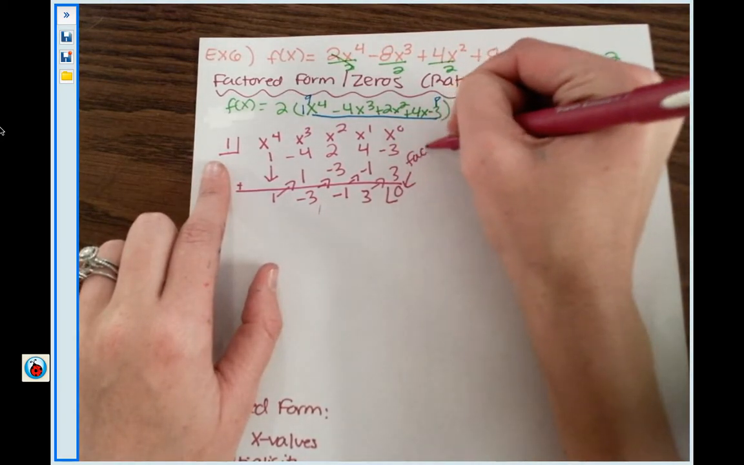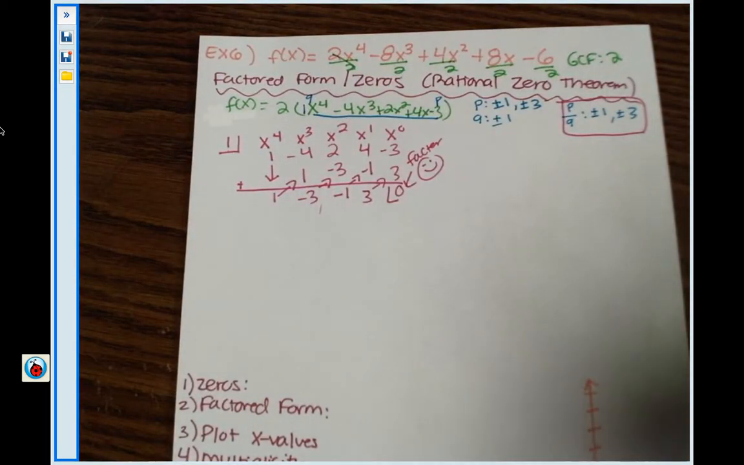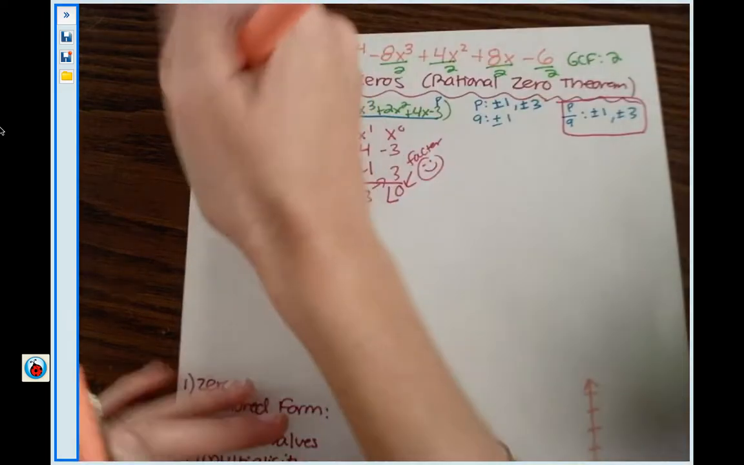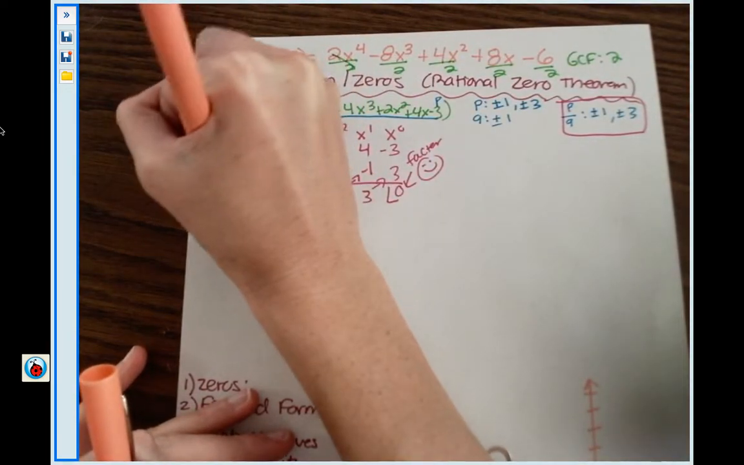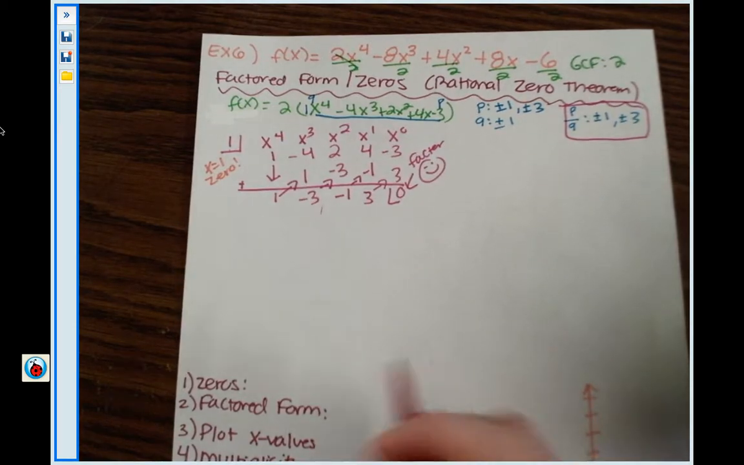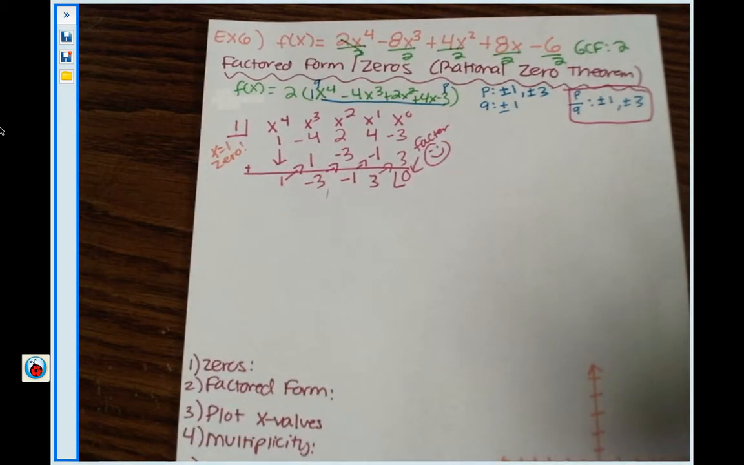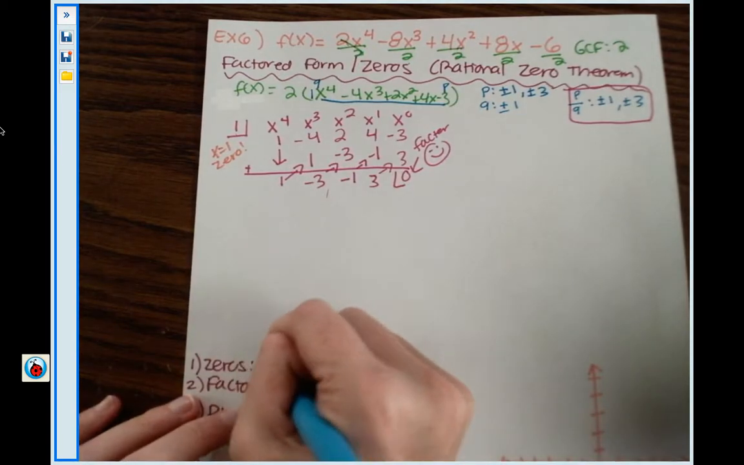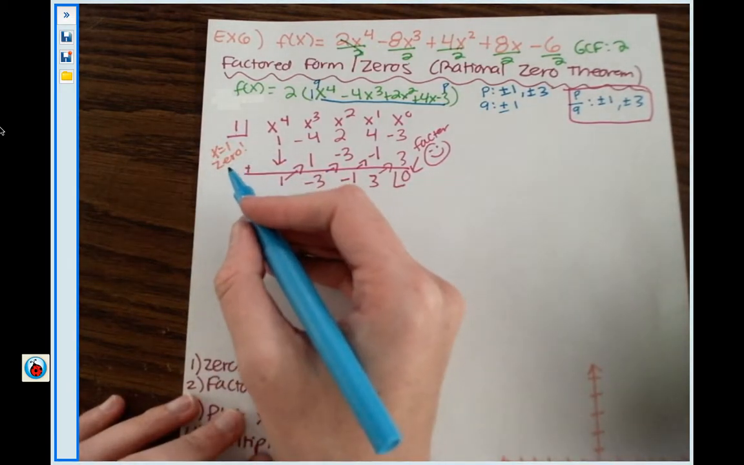Yay, we have found a factor. So we found a factor, which means that this is a 0. So x equals 1 is a 0. All right, so we spotted one of the zeros. One of our zeros is 1. So when x equals 1, I know that that's one of our zeros.